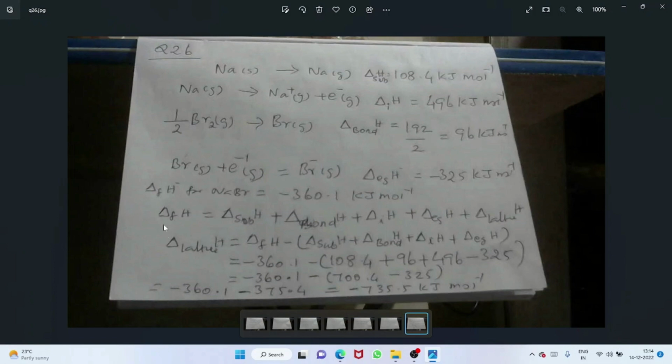Now, formation enthalpy is sublimation plus bond plus ionization enthalpy plus electron gain enthalpy plus lattice enthalpy. So we have to find out this lattice enthalpy. Lattice enthalpy equals, see, you take these parameters to the other side. So we get this equation, and after putting in all the values here, we get minus 735.5.